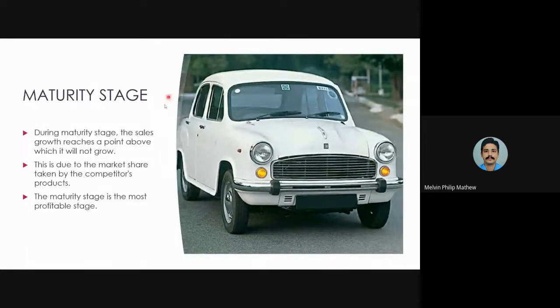So people used it before, and these were using conventional systems, and few of the technologies were incorporated into the vehicle, but still it has become obsolete, and so people have preferred various other or newer models of cars that are present across India. Okay, and why do the sales not go above anymore? This is due to the market share taken by the competitors' products. So competitors have already released various cars or various products, and people tend to buy those products.